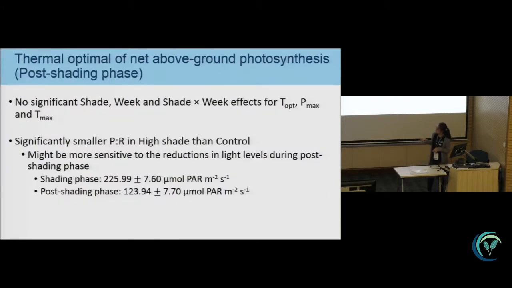So during the post-shading phase, similarly, there was no significant shade effect for the various parameters of thermal optimal, but we noticed that for the P to R ratio, high shade actually experienced a significantly smaller value as compared to control. So as I stated earlier, this could be because of the differing light histories experienced by seagrasses growing under the high shade, low shade, and control treatment. And this could mean that seagrasses under high shade might be more sensitive to the reduction in light levels during the post-shading phase as compared to the seagrasses under the control, which might have affected their photosynthetic rate.